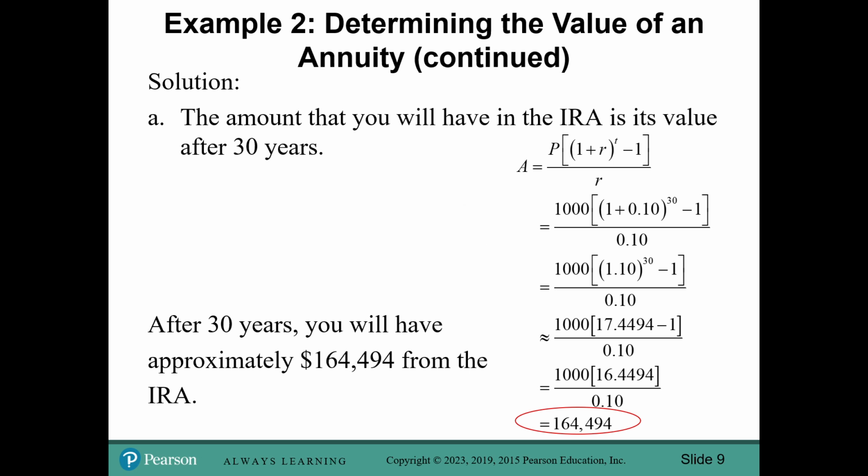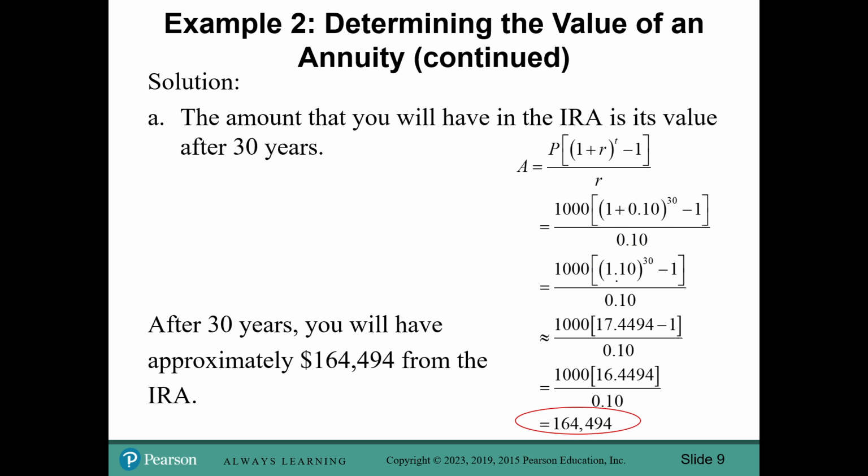Remember, we are investing $1,000 into this annuity every year. We're keeping it in there for 30 years at a rate of 10%. Okay, so $1,000 gets substituted in for P. 1 plus our rate, which is 0.10, that's 10%, raised to the T. Keeping it in there for 30 years, so we replace T with 30, minus 1, all over 0.10.